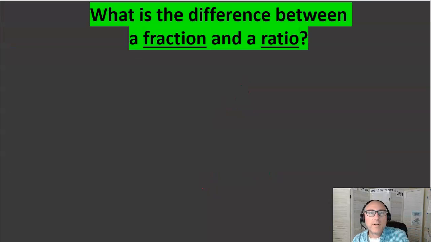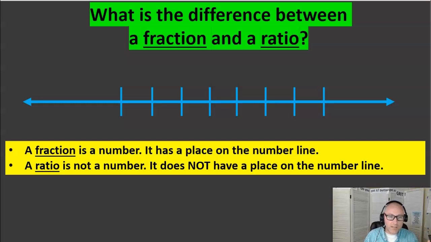So what's the difference between a fraction and a ratio? A fraction is a number. You can put it on the number line. Let's say this is 0, and we're going to do 3 halves. Where would 3 halves go? This is 0, this is 1, this is 2, and this is 3. Aha! This is 1 half, this is 2 halves, and this is 3 halves, which is the same thing as 1 1/2. Beautiful. So a fraction does have a place on a number line.